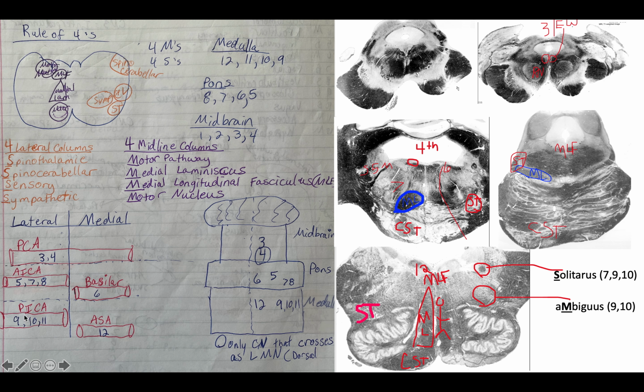And same with your posterior inferior cerebellar artery for 9, 10, 11. You have your anterior spinal artery doing 12. Okay.